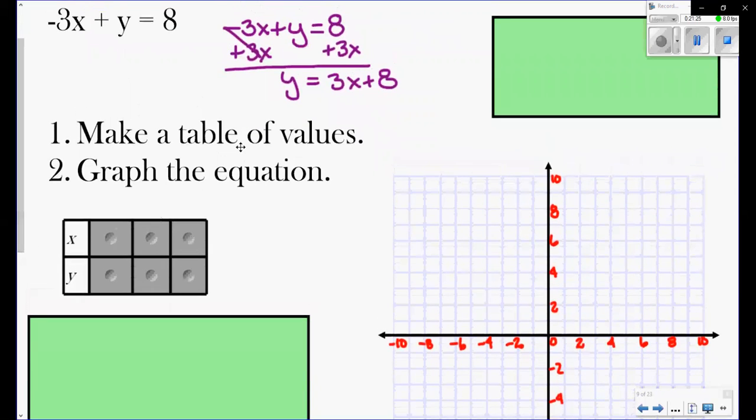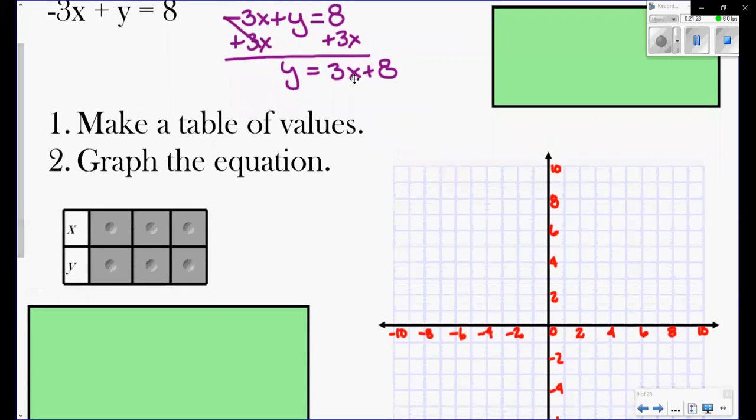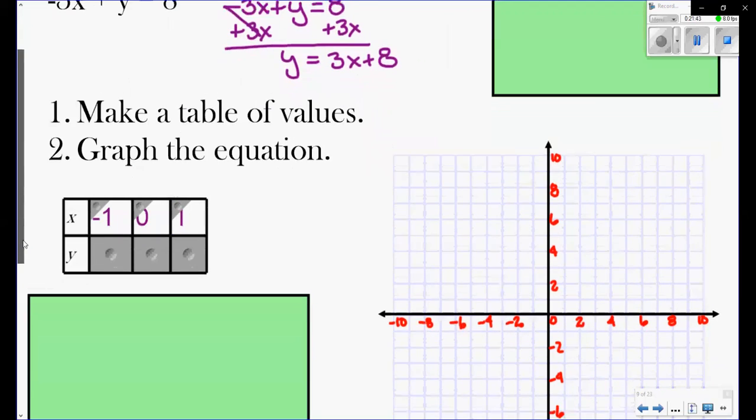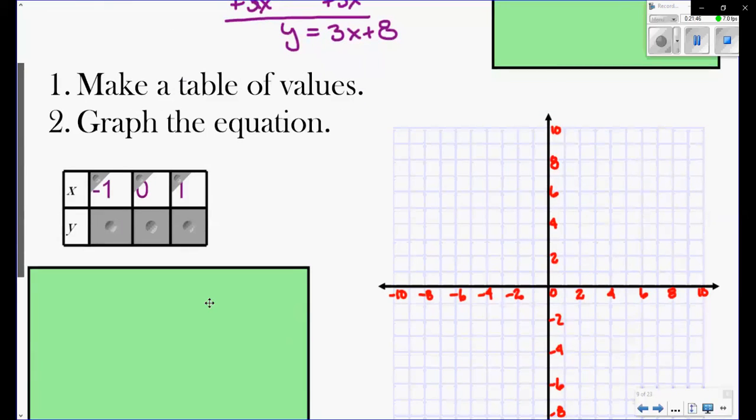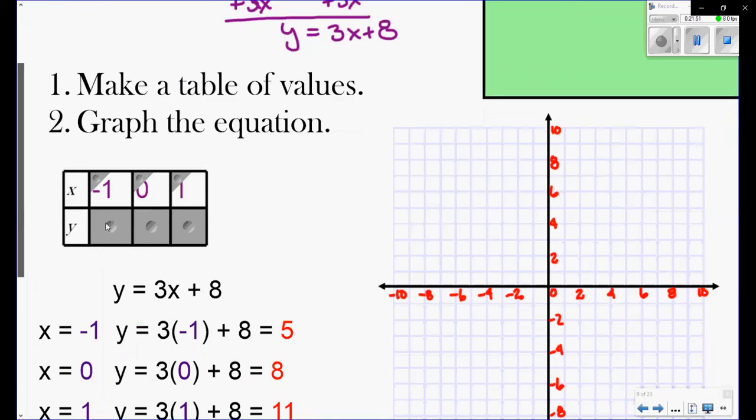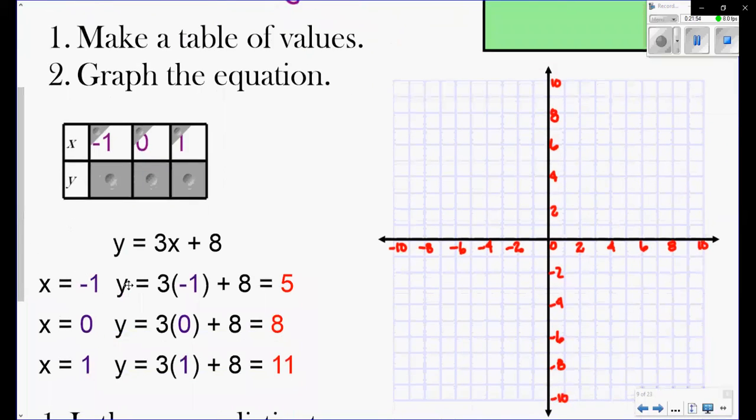Using this equation, you're going to plug in your x. Choose your x values. In this case, I chose -1, 0, and 1. I plugged each one into the equation to find my y value. I had my x equal whatever number I chose, plugged it in, found my y value, and then put it into the table.